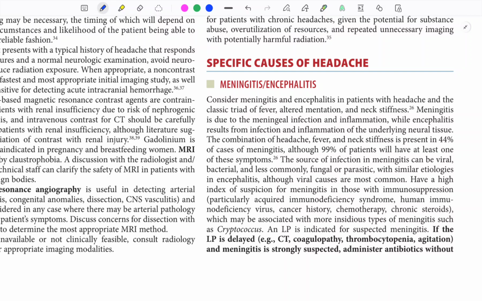Meningitis is due to meningeal infection and inflammation, while encephalitis is infection and inflammation of the underlying brain parenchyma. The combination of headache, fever, and neck stiffness is present in 44% of cases of meningitis, although 99% of patients have at least one of these symptoms. The source can be viral, bacterial, and less commonly fungal or parasitic.